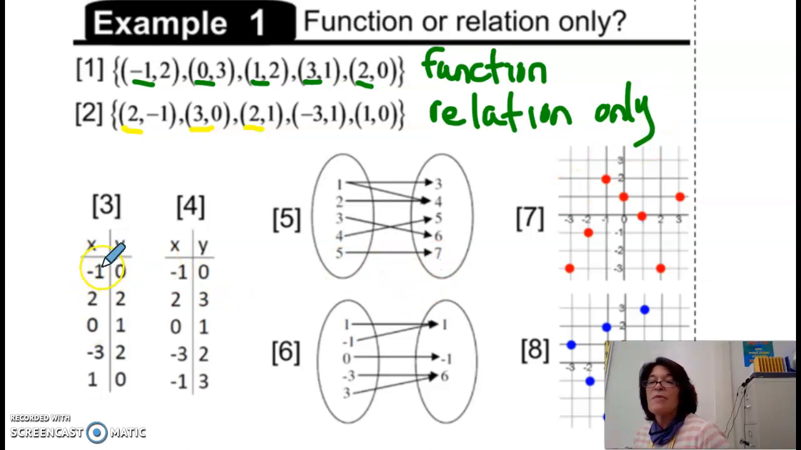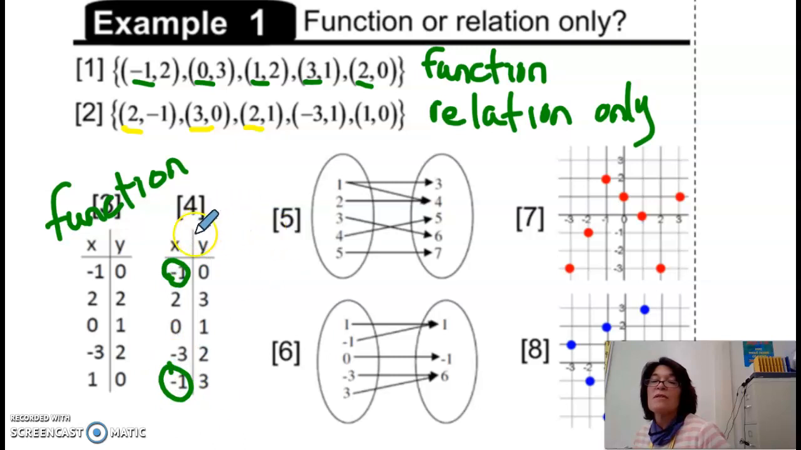Listed as a table, I'm looking down the x's to see if I see a repeated x. I don't care about a repeated y. I'm not even looking there. I'm fine with repeated y's. You just can't have a repeated x. So I have -1, 2, 0, -3, 1. That's looking good to me. 3 is a function. 4, -1, 2, 0, -3, -1. Oopsie. We have the same x listed twice, so this is a relation only.